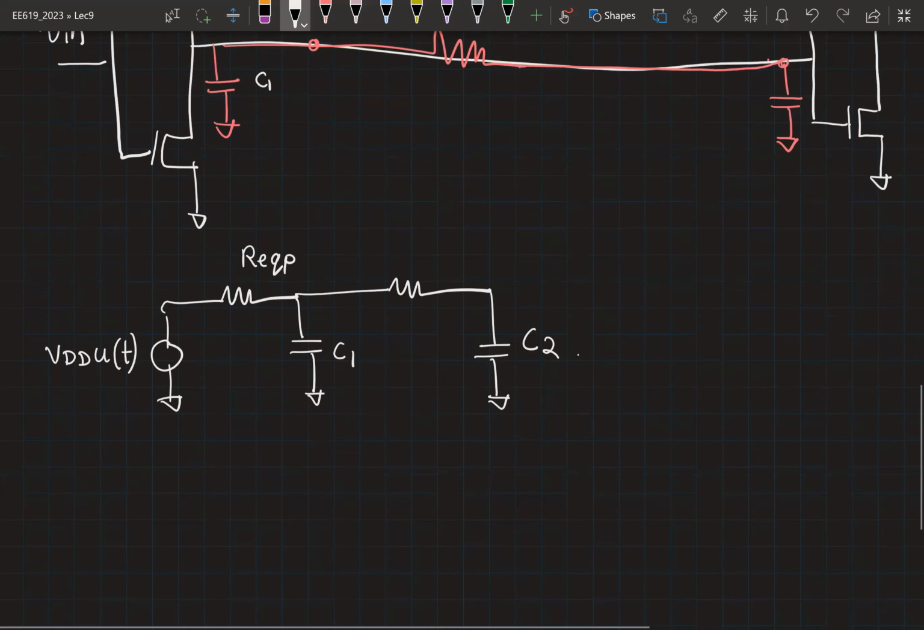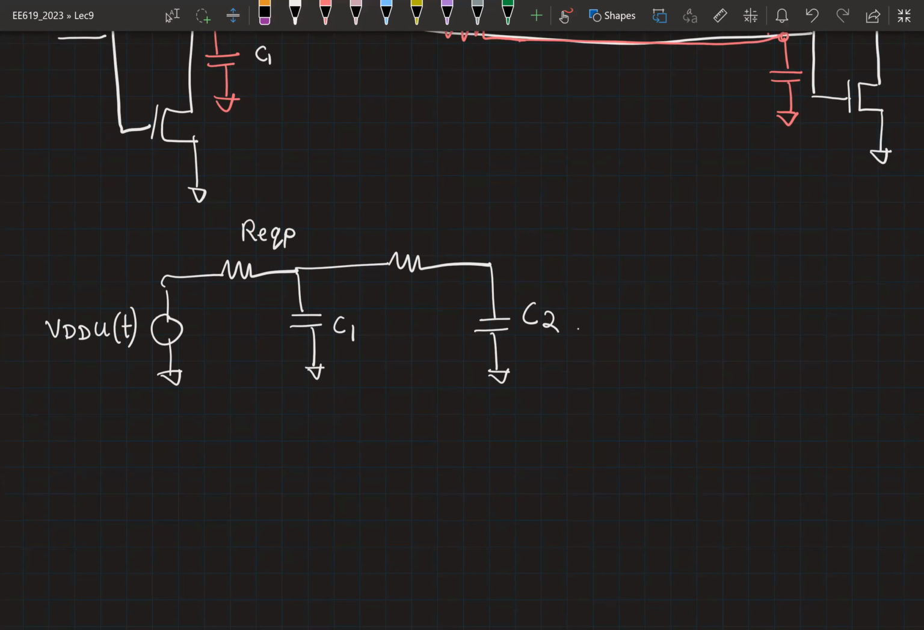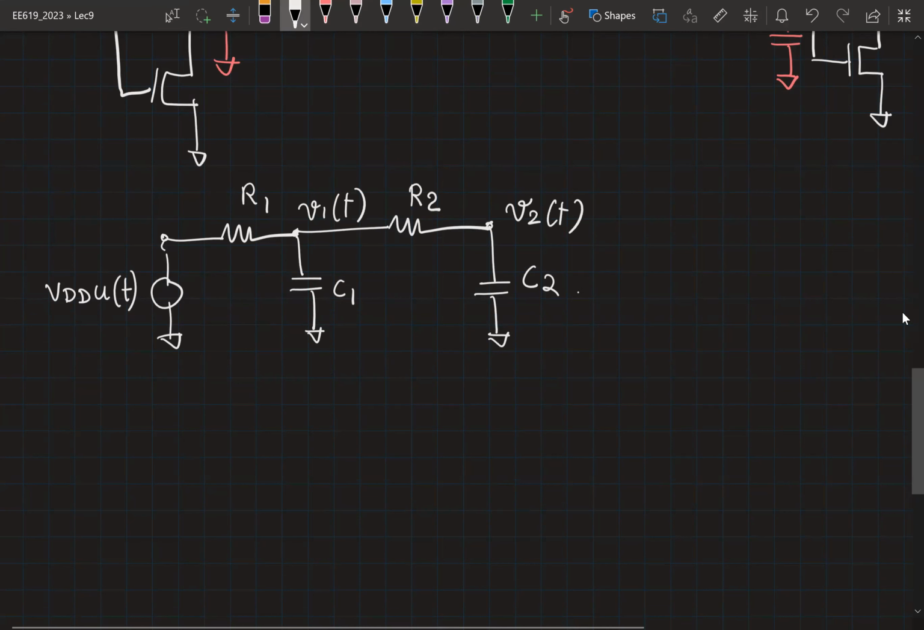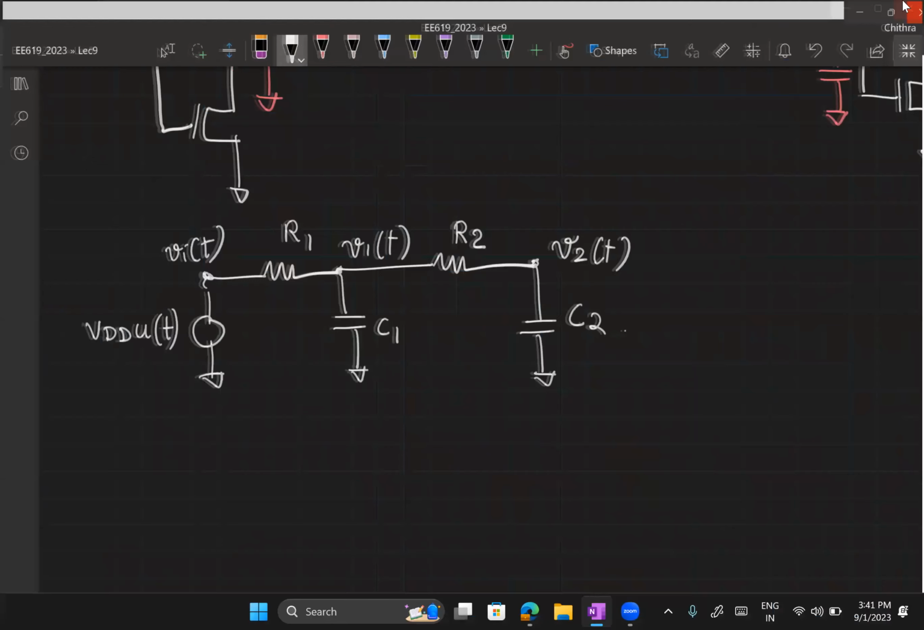Now we are going to have a general discussion on the circuit. So instead of calling it R equivalent P, I'm simply going to call it R1, and this is R2. Okay. So this is now not a first order RC circuit. This is a second order RC circuit. Therefore, if this is V1 of T, and let me call this V2 of T, this is VI of T. V2 of T is going to eventually get to VDD because of the step input applied at VI of T, right? So I can give you the expression for this.